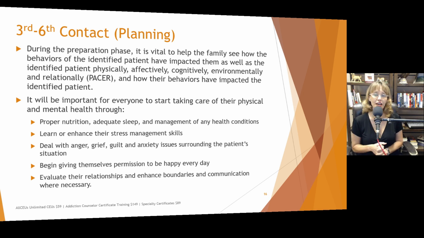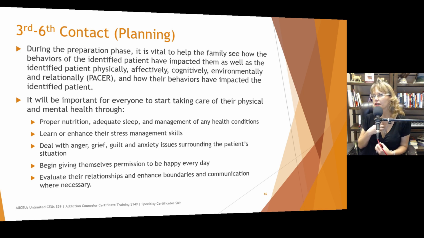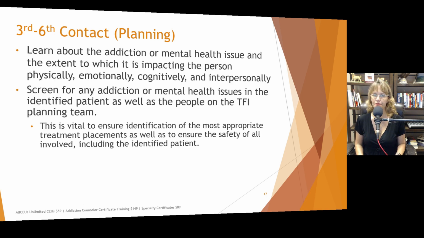It's important that they also evaluate their relationships and enhance boundaries and communication where necessary. That means between everybody, talking openly, honestly, and assertively. Assertiveness is one of the first skills that is important for them to start learning with one another. So if they start having a concern about something, instead of holding on to it and maybe nurturing a grudge, they're able to ask one another about it and have calm conversations.